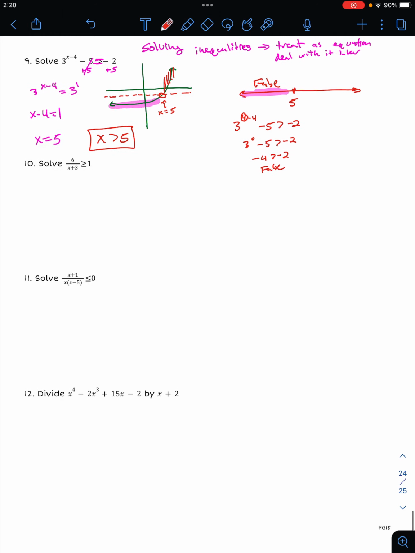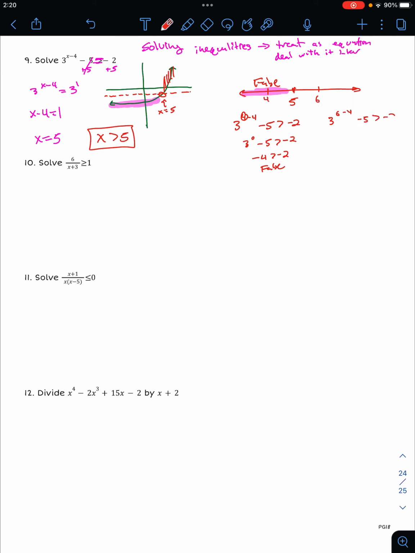Then I can test an area to the right if I want to be safe. I test 4 over here, maybe I test 6 over here. 3 to the 6 minus 4, minus 5, greater than -2. That would be 3 squared minus 5 greater than -2. 4 is greater than -2. That's true. So this is true. And that means that this is my solution, right? That's what corresponds over here. So you can test points, or you can sort of visualize it, or mix and match as you see fit.